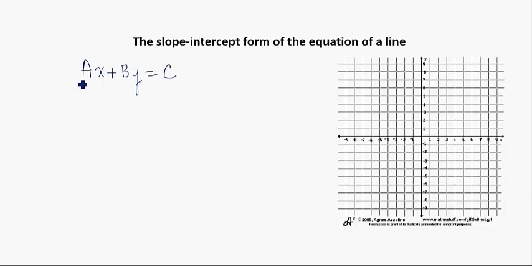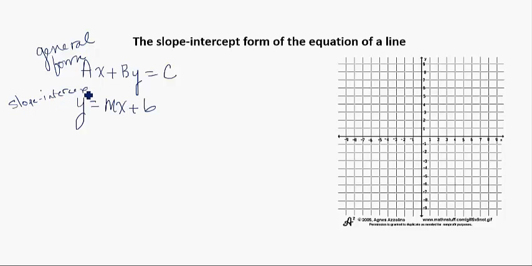What I want to talk about is if we were to change this by subtracting the ax. So if I subtract ax from both sides, divide by b, and solve for y, it would be of the form y equals mx plus b. So this is our general form of the linear equation, where a, b, and c are all real numbers, and a and b are not both 0. And this form is what we call the slope-intercept form.